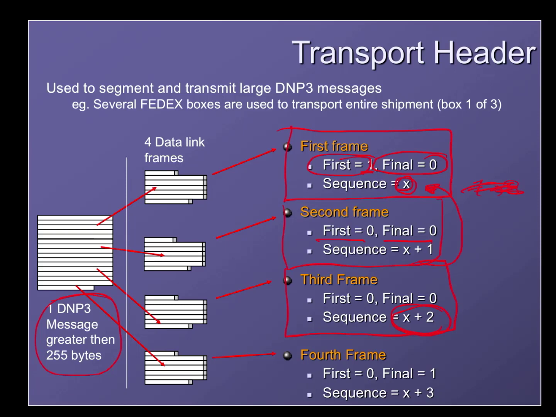Okay, then when it comes to the last frame, that's the fourth frame. We can see it's not the first, but it is the final frame, and it carries a sequence number of X plus 3. So that's the way you know that's the final frame of that sequence: the final one with an X plus 3 value. Okay.